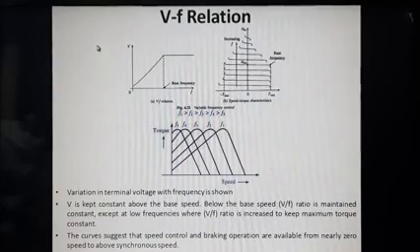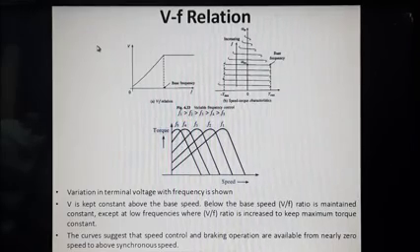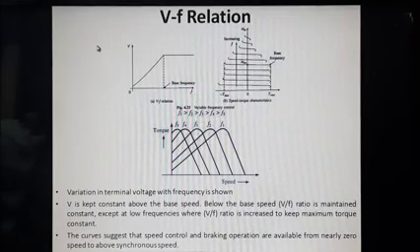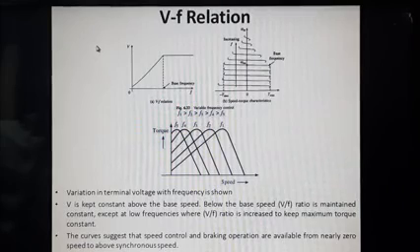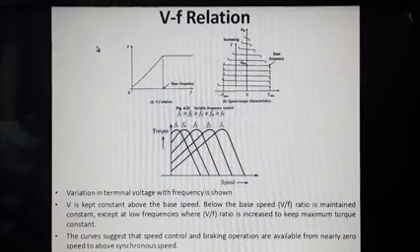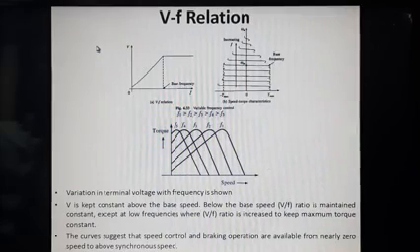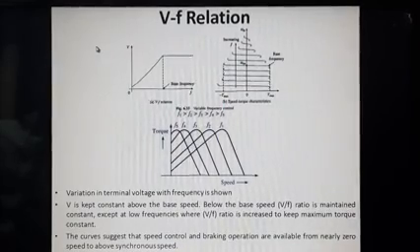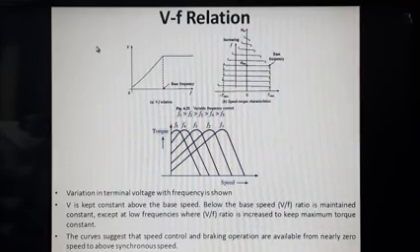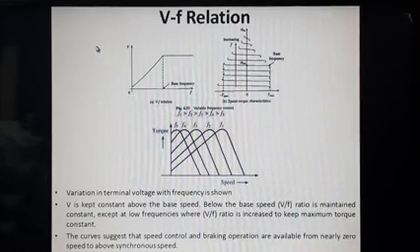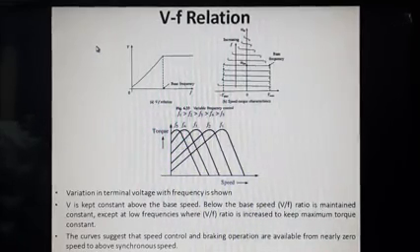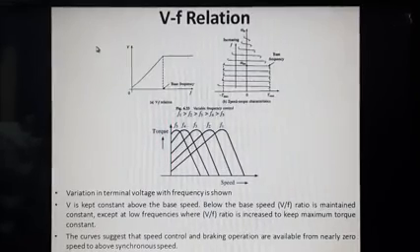So the best part of this V by F method of speed control is, if you are trying to reduce the speed below the base speed by reducing the value of frequency, in order to maintain the flux a constant. Why we are maintaining the flux a constant is to avoid the transition from any point to the saturation region. So if you are reducing the frequency, simultaneously you will be reducing the voltage also, so as to maintain the V by F a constant.